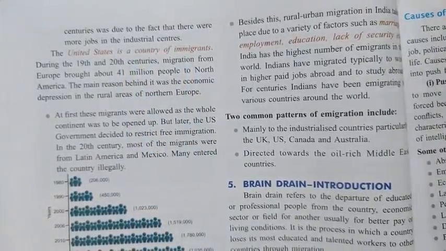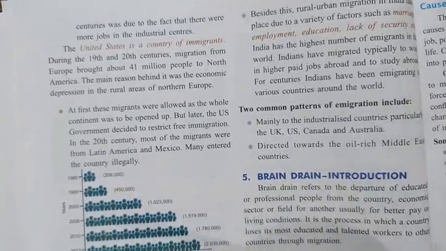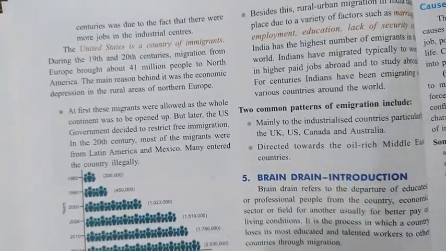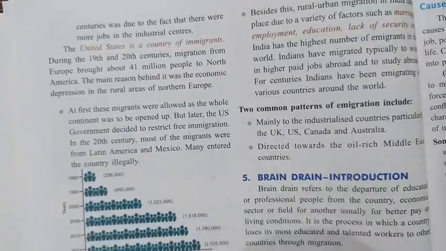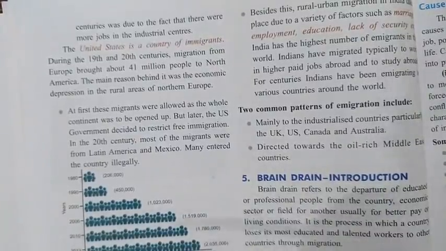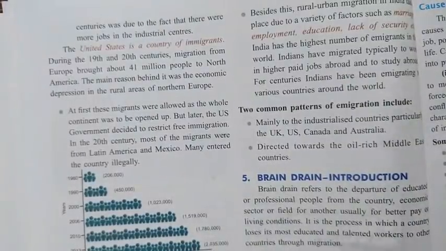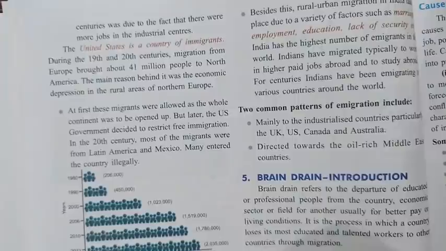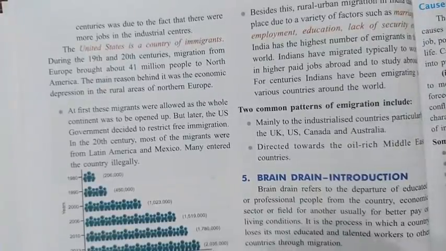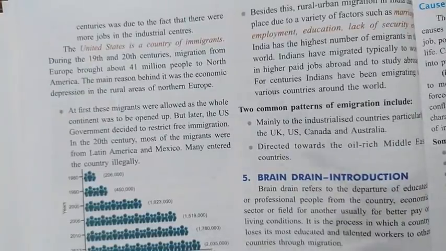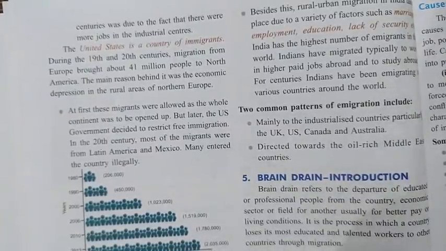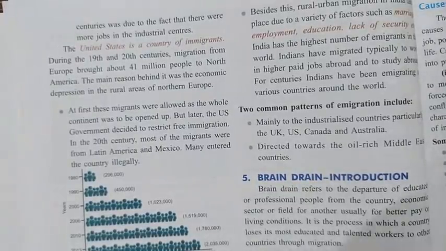Now what happened after that, when the population started increasing in the United States of America, the government decided to restrict free immigration. After that, some rules and regulations were made by the US government, and according to them, these immigrants need to stay there for 7 years and fulfill some conditions, and then they can get the green card.